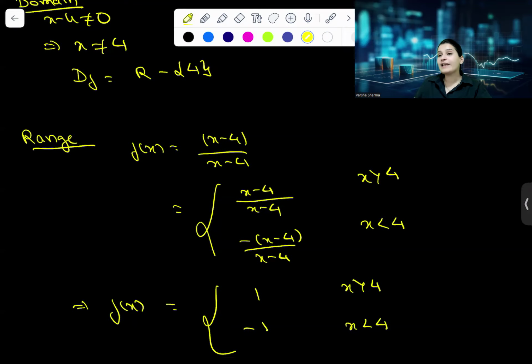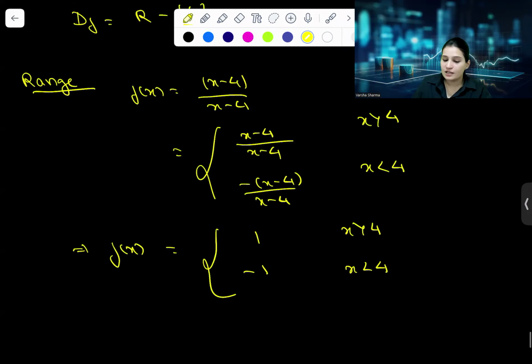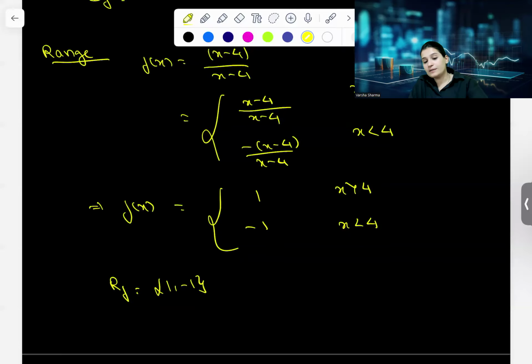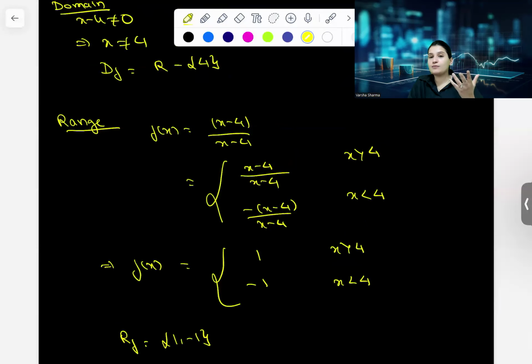So no matter what value of x you put, the only answers that you can get are 1 and minus 1. I will never get 0. So my range will be 1 and minus 1. Whenever two same expressions are divided, where one has a mod and another doesn't, the range is always 1 and minus 1. x minus 2 upon mod x minus 2, range is 1 and minus 1. x plus 1 upon mod x plus 1, range is 1 and minus 1. Always. Doesn't matter.